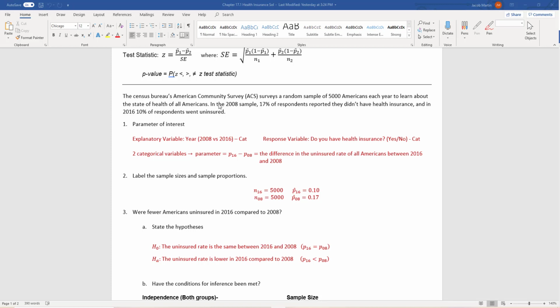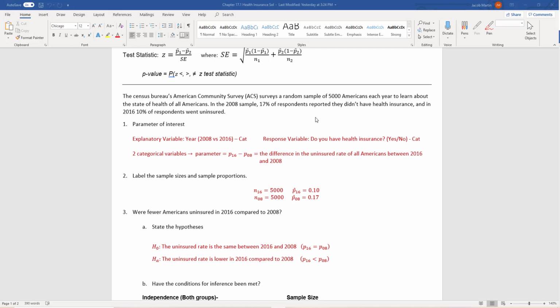So it says that this survey company randomly samples 5,000 Americans each year to learn about the state of health of Americans. And in 2008 versus 2016, so the year that the survey was conducted is one of the variables. In our case, the year is going to be categorical since there's only two of them, 2008 versus 2016. And that's going to be our explanatory variable. That's going to be the one that divides the data up into the different groups.